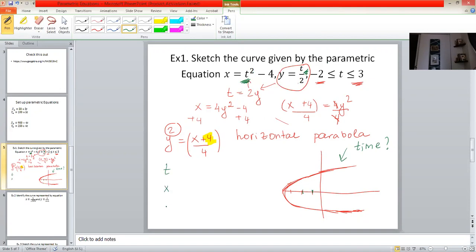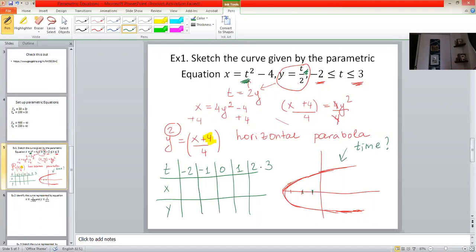t, x, and y. And let me plug in all of the discrete numbers for t from -2, -1, 0, 1, 2, 3. So it takes a bit more time. And then just plug in these values into x and into y. I'm sure you guys can do it yourself, so I'm going to do it very quickly. For x, I'm plugging in -2. -2 squared is 4, 4 minus 4 is 0.